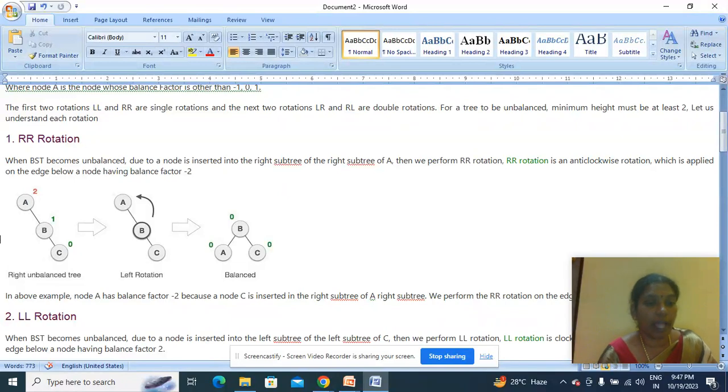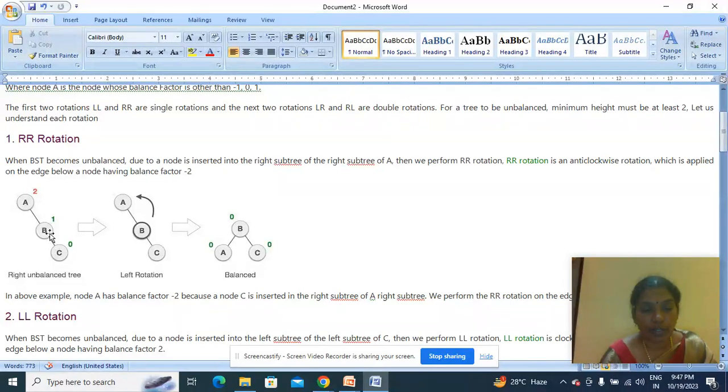So in this example, we are going to discuss the RR rotation, right subtree of right child case. Already A, then next B is inserted, then C is inserted. Now check the balance factor for this tree. Here the B balance factor is 1, and C balance factor is 0, because C is a leaf node; there is no left or right subtree. For B, there is no left subtree, but it has one right subtree, so the right subtree height is 1.